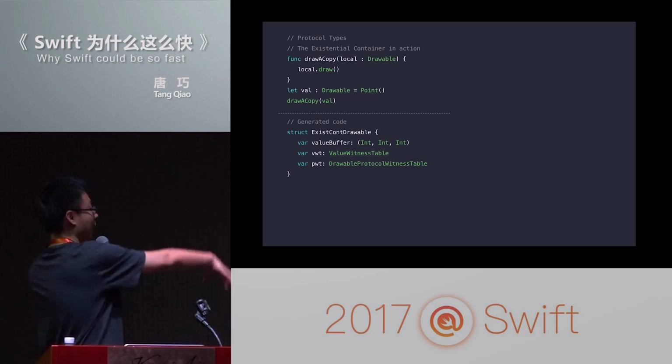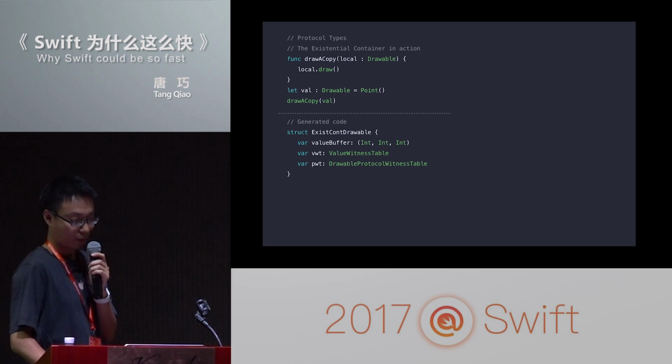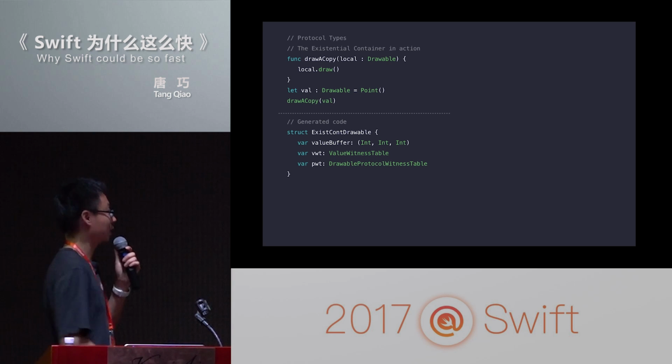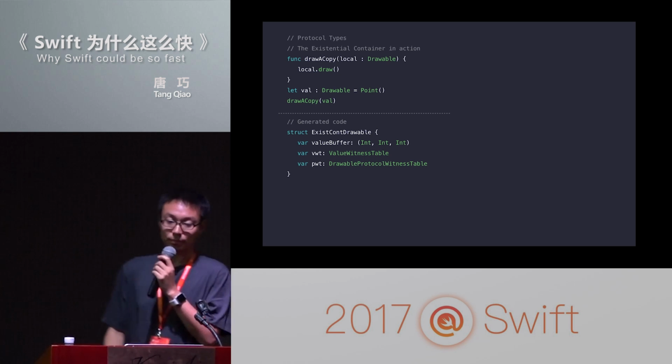So the bottom line is the compiler generated code. The Swift compiler will create the container we just mentioned before. The container has 5 words. The first 3 words are the value buffer, the fourth word is the value witness table, and the fifth word is the protocol witness table. So this is the container we just mentioned.